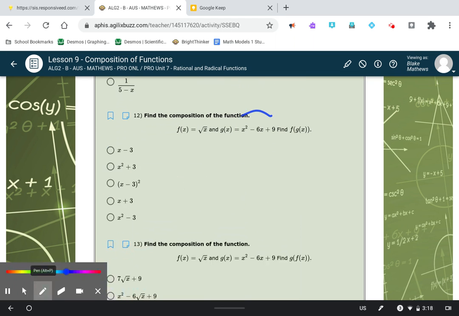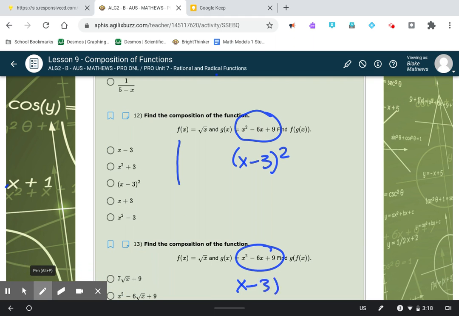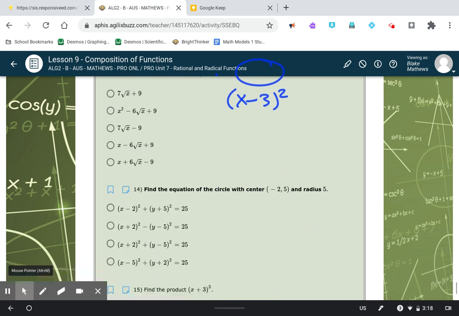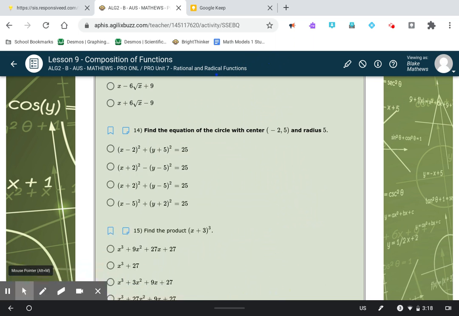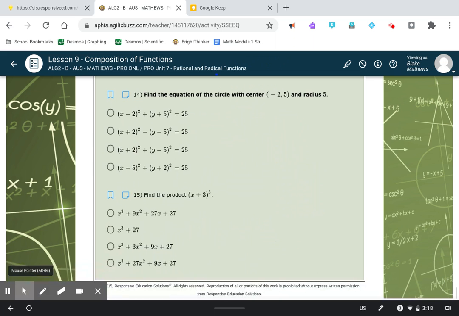Quick tip: this expression can be rewritten as x minus 3 squared. That should help you as you go about doing that one. So again, this can be rewritten as x minus 3 squared. So use that when you go to work it out. And then we have some review questions.